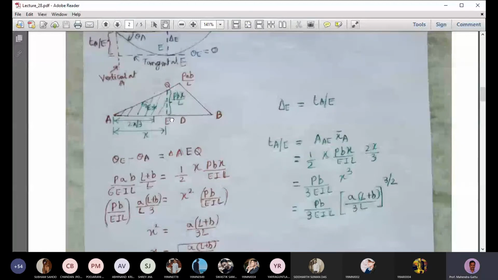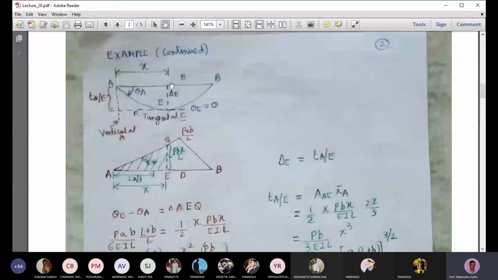Now we want to find the deflection at that point. Since we know the slope is 0, we draw a tangent there, and at A we draw a vertical down. This vertical will intersect the tangent, and this vertical deviation of A with respect to the tangent at E is given by t A by E. We can calculate t A by E using the moment area second theorem. Again we consider the portion under AE and find the centroid. We are drawing the vertical at A, so we have to find the distance of the centroid with respect to the vertical at A. This distance will be 2x by 3.